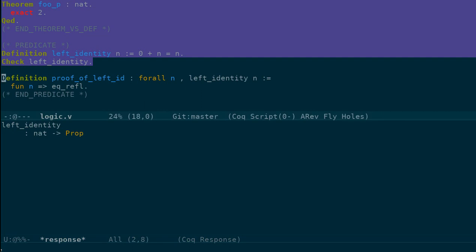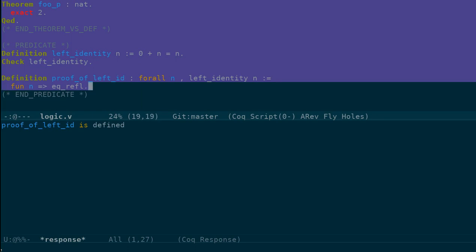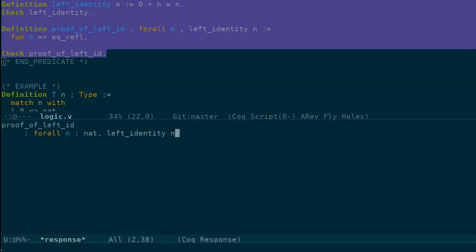Now I want to prove to you the claim that for all n, left identity of n is true. And how do I do that? I have to give you a function which, given n, gives me the proof of left identity of n. It turns out that this function is fun n eq refl ln. So let's just compile this and let's check proof of left id. You will see that the proof of left id is of type this. That means that it witnesses the fact that for all n, left identity of n is true.